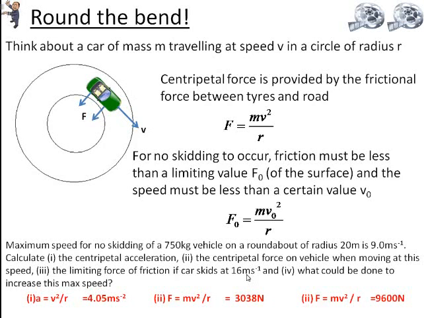So what could we do to increase this maximum speed? Well, obviously you could change the surface to make it have a higher limiting friction value, or you've got to think about what we could do to the vehicle itself. So we could decrease the mass to make the centripetal force less, or we could increase the radius that it goes at. If we increase the radius, we would be able to go much faster.